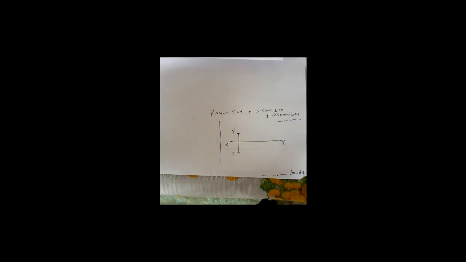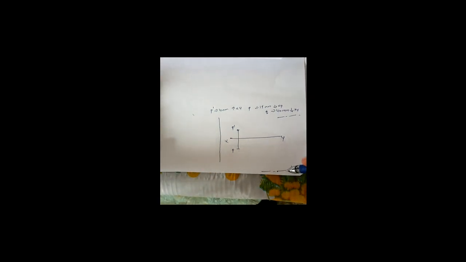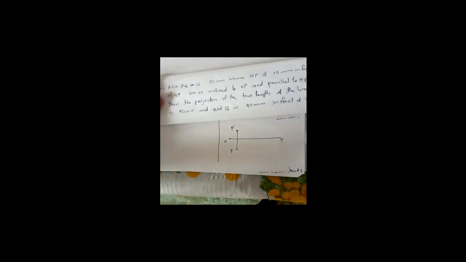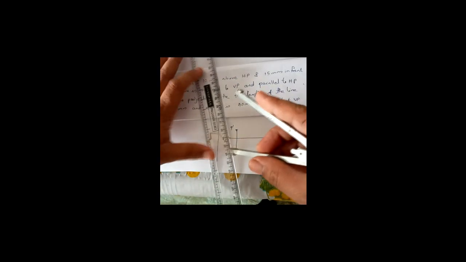Now see, we don't know where Q actually is, but we know it's given that the true length is 50 mm. That means, since it is inclined to VP, the true length with the true inclination is in the top view. Top view is denoted by PQ. So PQ is 50 mm. We know the position of P, we don't know the position of Q. So on the compass take 50 mm, which means 5 centimeters.